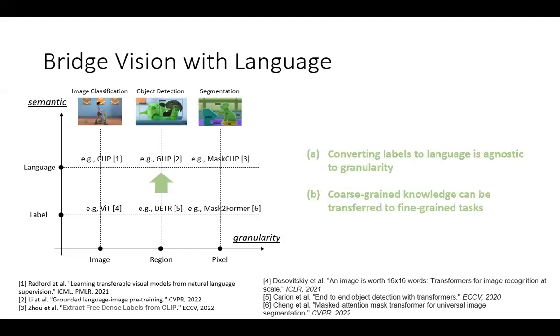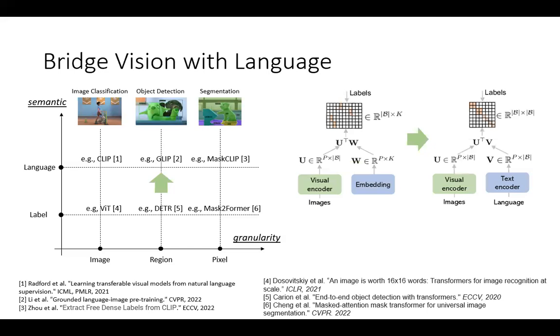So there are two observations behind this figure. Most of these methods follow a similar trend to build a bridge by converting the labels to language, because most of them are probably inspired by CLIP, I would say. And the second point is that it turns out this coarse-grained knowledge can be transferred to fine-grained tasks, which has already been proved in many previous works, like GLIP or many other works in the object detection domain.